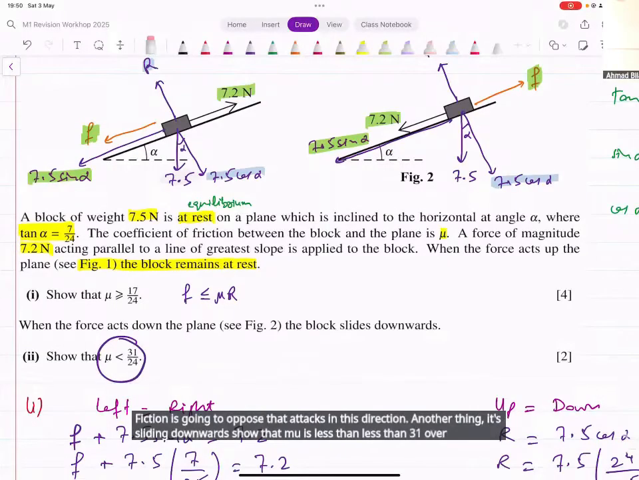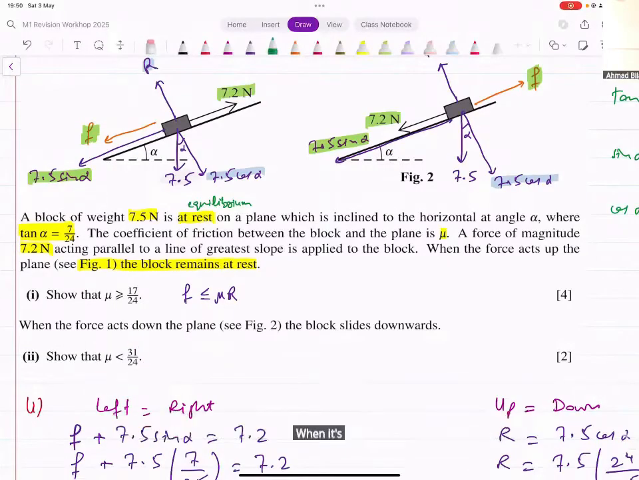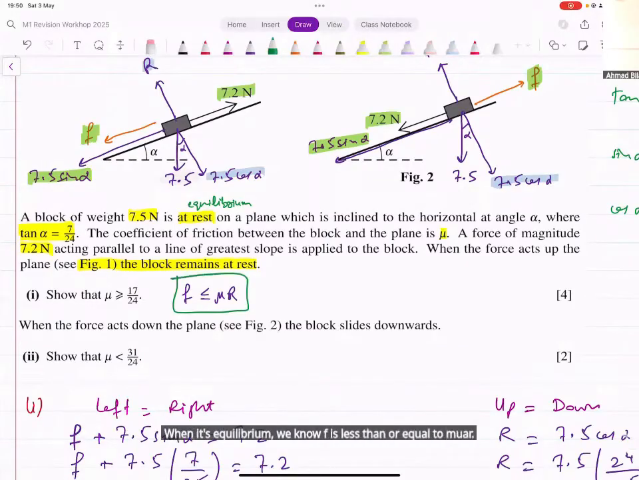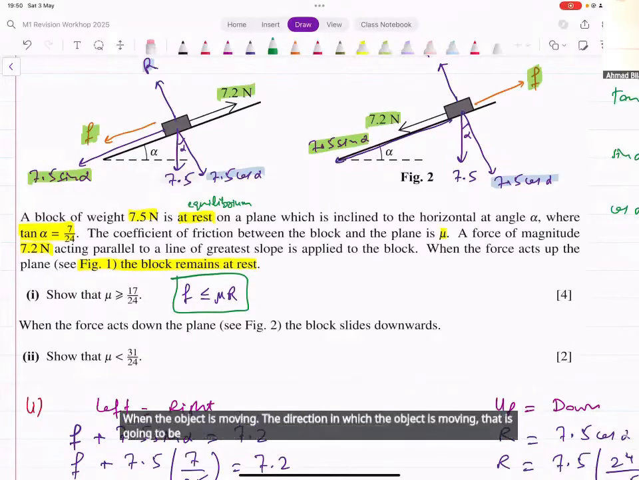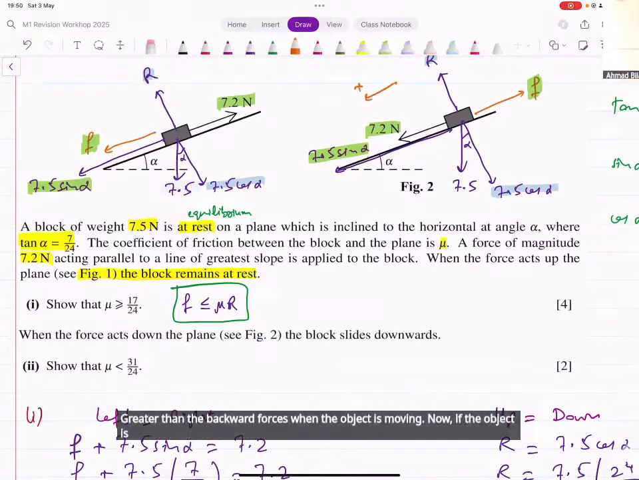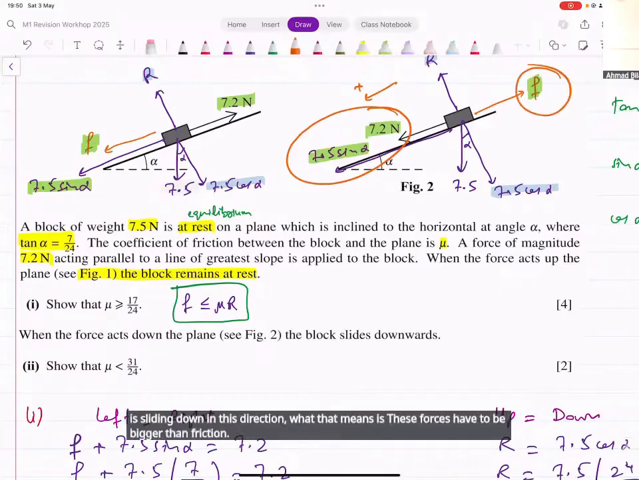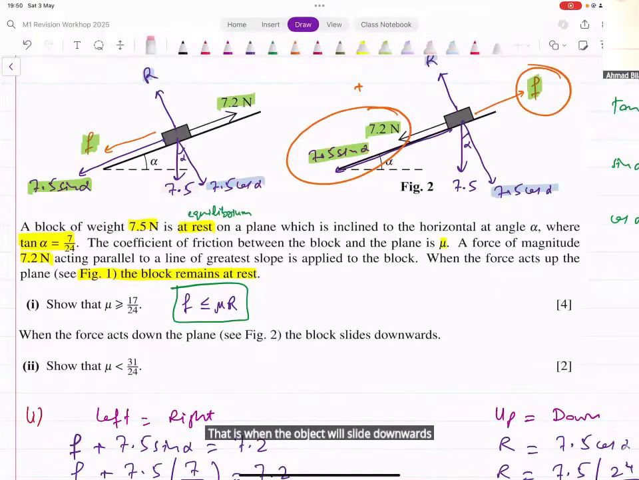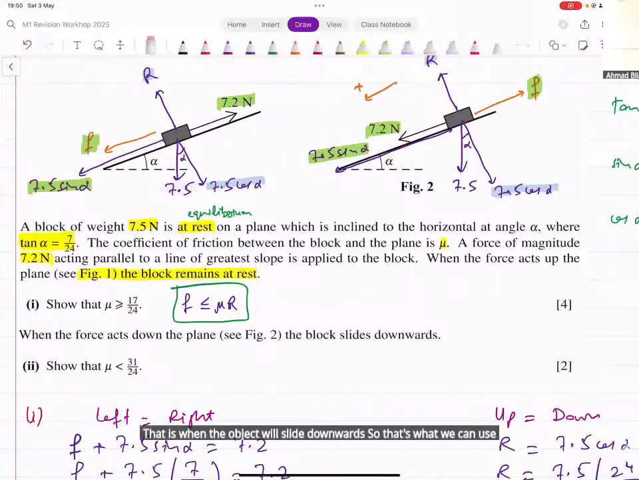Now, when it's equilibrium, we know F is less than or equal to mu r. When the object is moving, the forces acting in the direction in which the object is moving are going to be greater than the forces acting in the opposite direction. So forward forces will be greater than the backward forces when the object is moving. Now, if the object is sliding down in this direction, what that means is these forces have to be bigger than friction. That is when the object will slide downwards. So that's what we can use to find out another inequality in terms of mu.